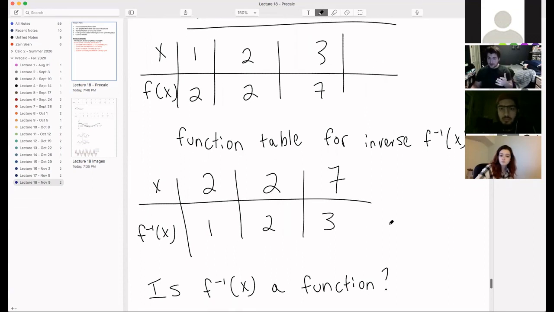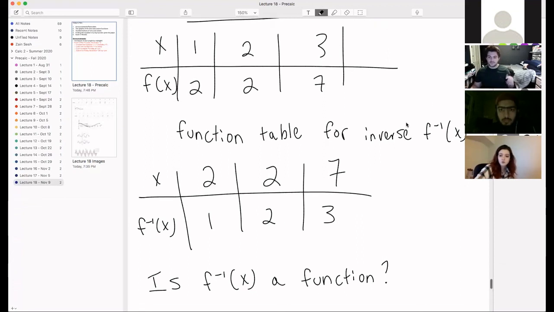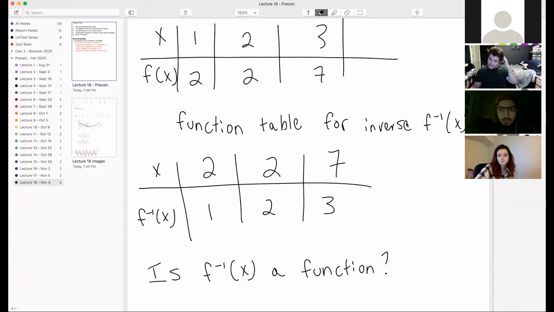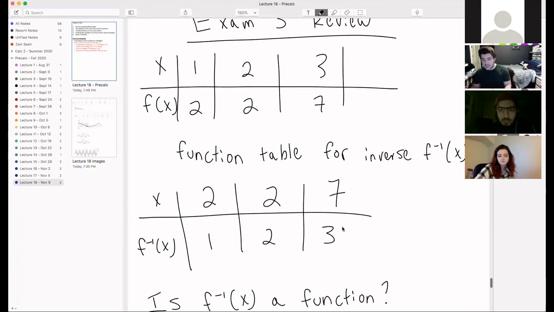Okay, so this is a very easy question. I don't know if you guys just aren't at your computers or what's going on. It's not a function. Good, thank you. And would you like to tell me why quickly?